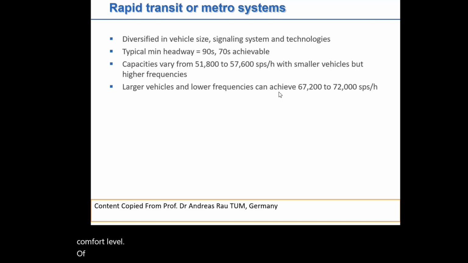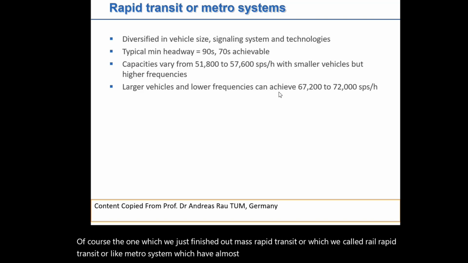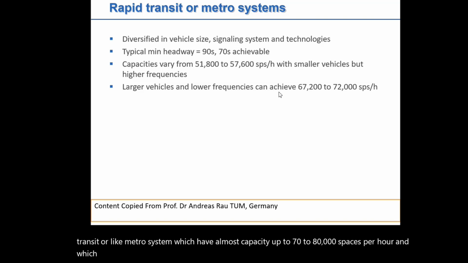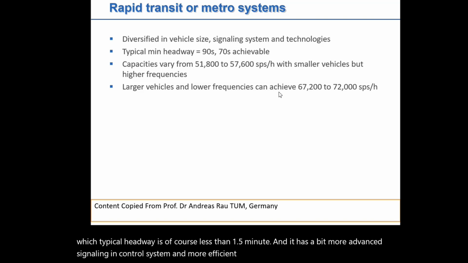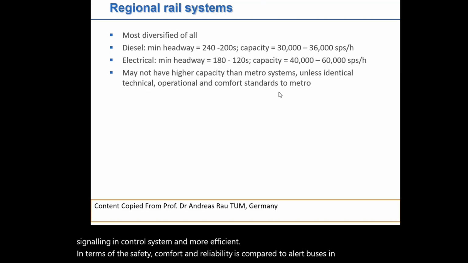Of course, the one which we just finished about, mass rapid transit, which we call rail rapid transit, or metro system, has capacity of almost 70 to 80,000 passengers per hour, and its typical headway is, of course, less than 1.5 minutes. It has a more advanced signaling and control system, and is more efficient in terms of safety, comfort, and reliability as compared to LRT and BRT.